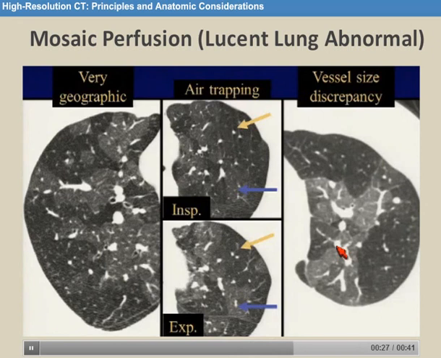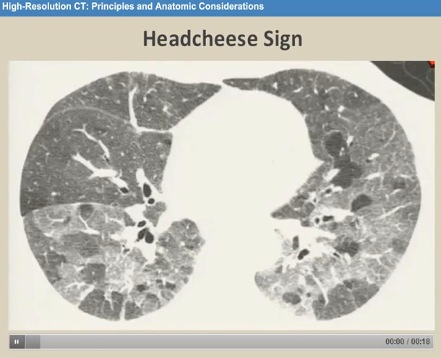And not only is it mosaic perfusion, but it's mosaic perfusion from airways disease. And then lastly is vessel size differential. Notice the big vessels in the normal white lung here, and the smaller vessels in the abnormally lucent lung in a patient with chronic PE. So vessel size discrepancy. But it's really most powerful when you put these two together.